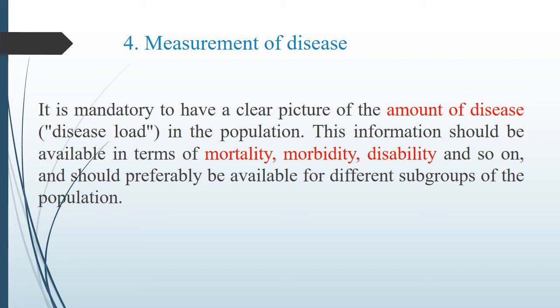For example, what is the mortality in under-5 children, what is the morbidity rate in pregnant women, and what is the disability rate in old age people. So like that we can measure the disease. So this is about the measurement of disease. Mainly we can measure it through mortality, morbidity, disability and so on.